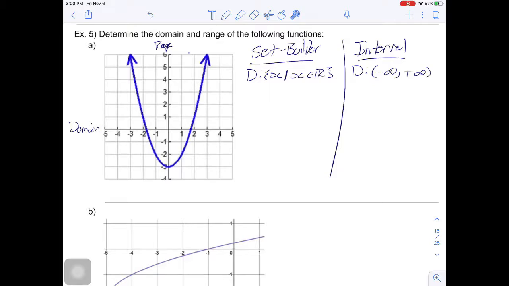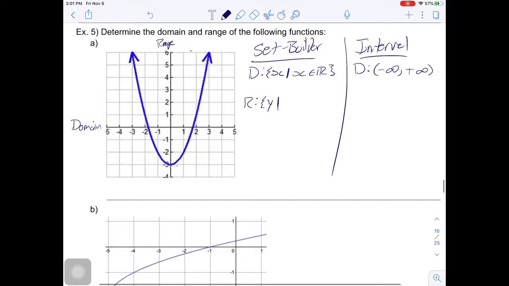And remember, we use rounded brackets because we don't include these things. Okay. Now my range is going to look a little different. So my range, I'm going to say, is my y values. Okay. Now what can my range be? Well, my y values are such that y is greater than negative 3. So this is the smallest y value, and that's y equals negative 3.